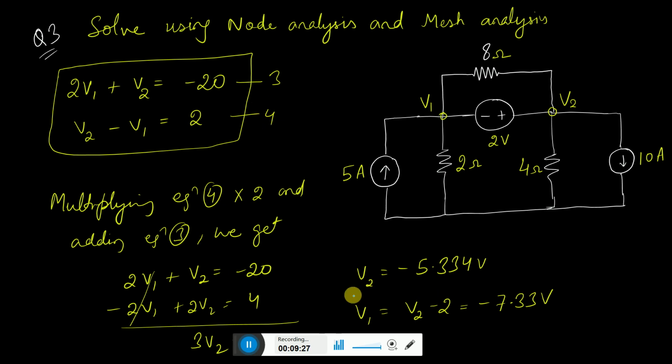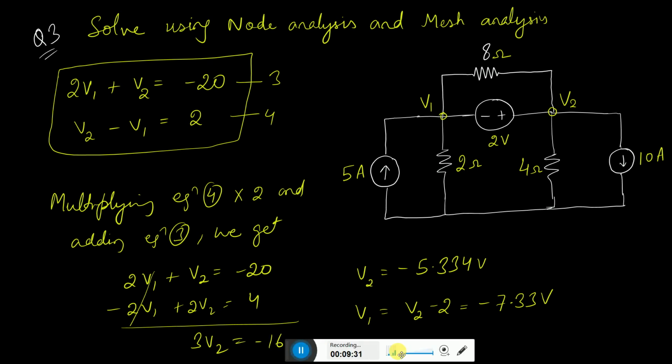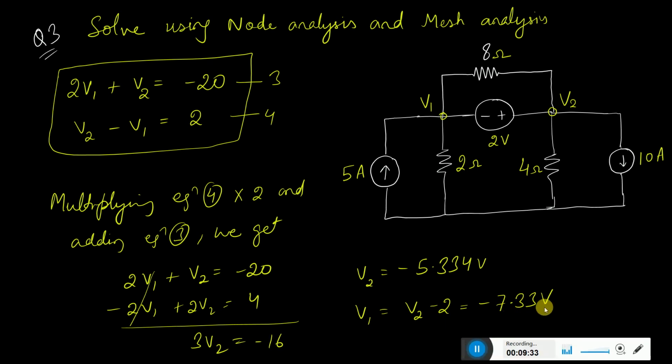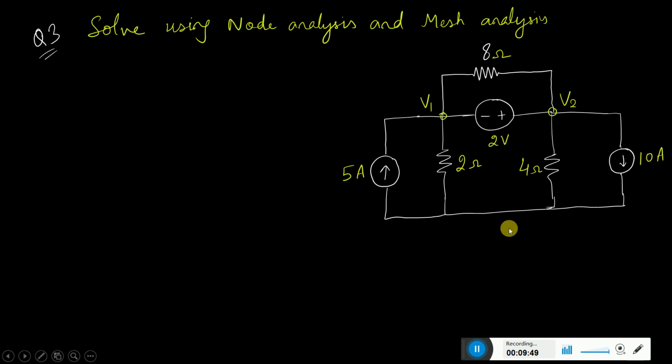What we get finally is V1 is equal to minus 7.33 volts, and V2 is minus 5.334 volts, and this is what we obtained by using the node analysis. Now can we use mesh analysis and find out the same? So let us try with the mesh analysis.